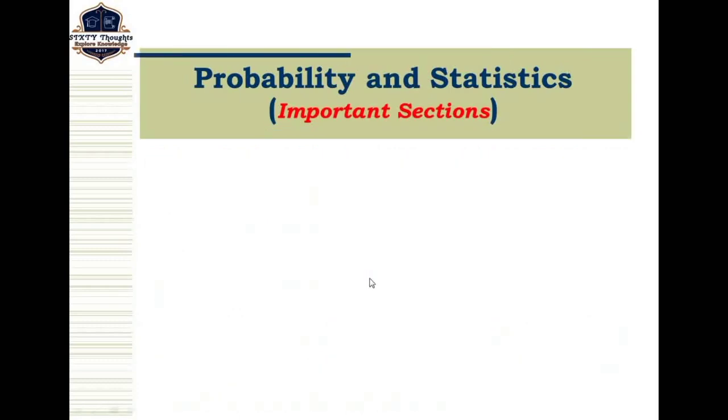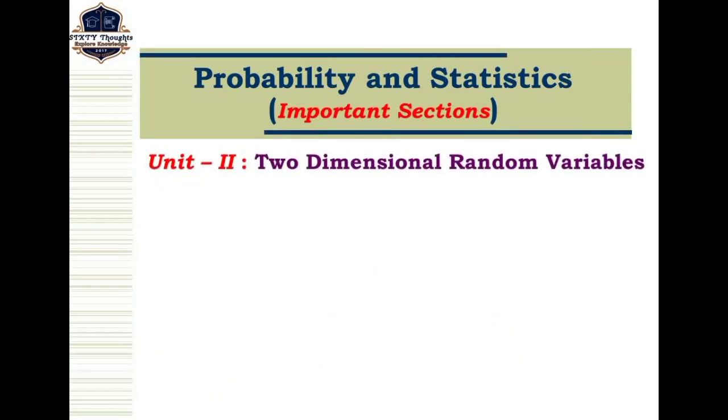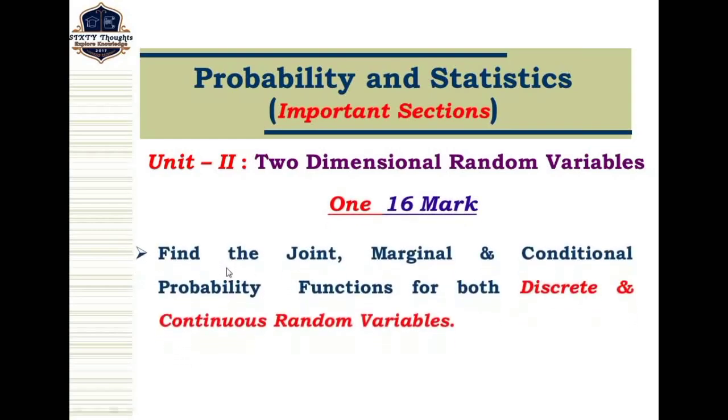Coming to the second unit, the name is two-dimensional random variable. Here you prepare one section for both discrete and continuous random variables. In this unit we will expect a direct 16 marks. The section name is problems based on joint, marginal and conditional probability functions for both discrete and continuous random variables.